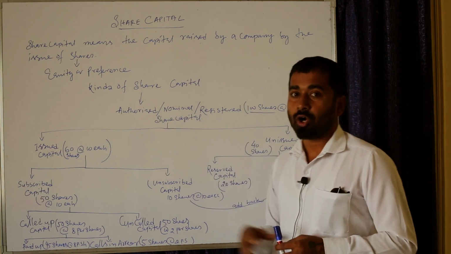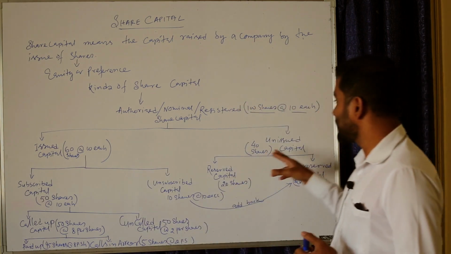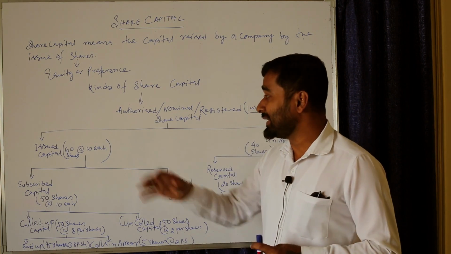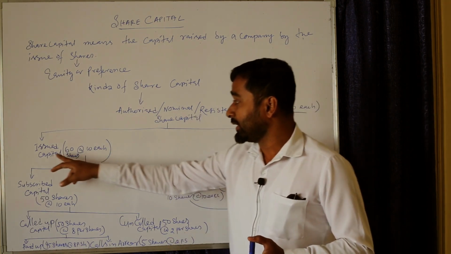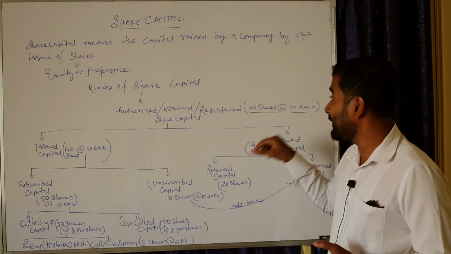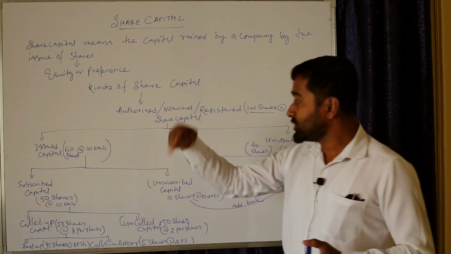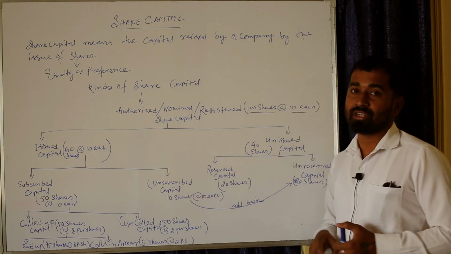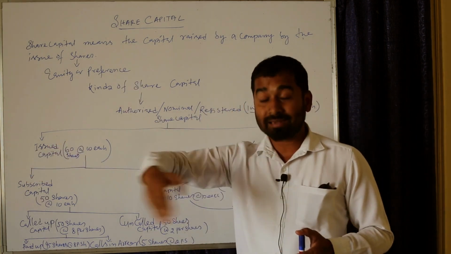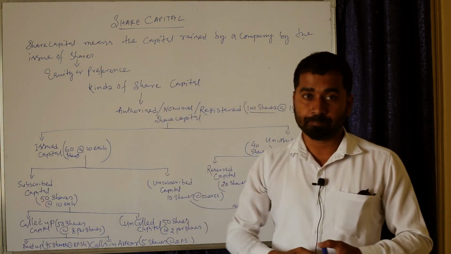Okay, now the authorized share capital can be categorized into two parts: issued share capital and unissued share capital. Out of your nominal share capital, how much you are actually issuing to the public to raise funds is the issued capital. How much you are not issuing is known as unissued share capital. This unissued share capital you can issue later, some days or some years later, when you need to raise funds again.